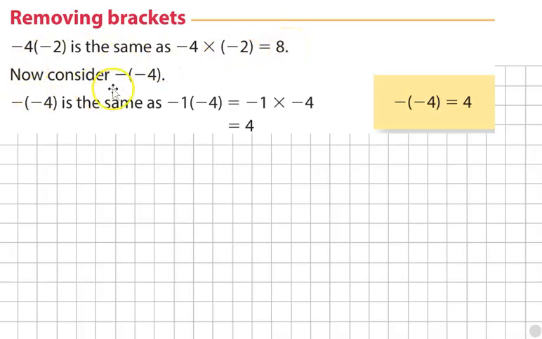Now consider minus bracket minus 4. Minus bracket minus 4 is the same as minus 1 times minus 4, because that minus on its own, we can just stick a 1 after it. So that can actually be considered minus 1. So minus bracket minus 4 is the same thing as minus 1 times minus 4. And minus 1 times minus 4 is positive 4. So minus by minus is a plus, or same signs give plus. So minus bracket minus 4 just gives us 4.